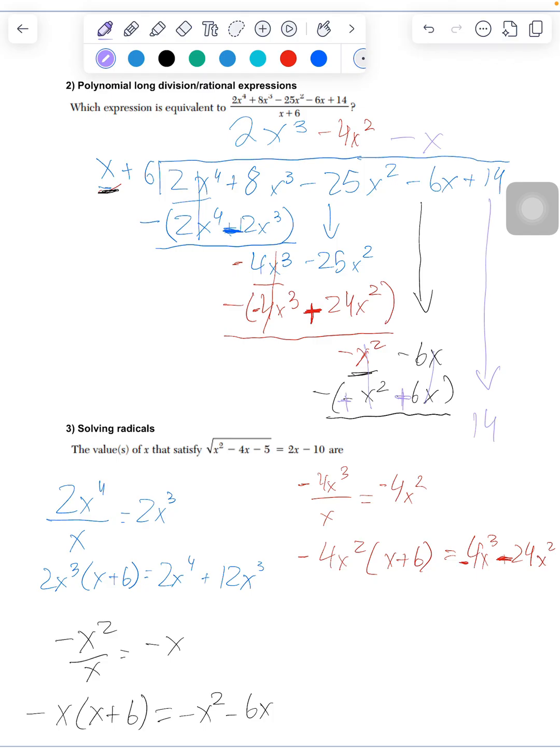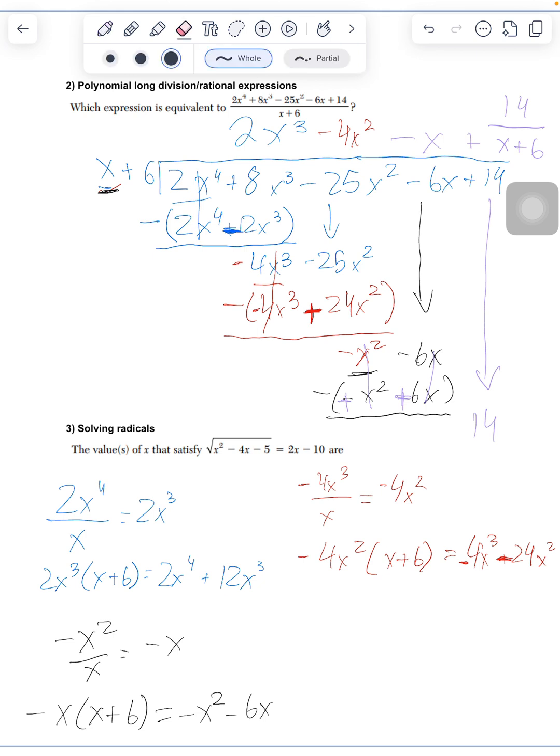14 is not properly divided by x, so that's just my remainder here. So I have 2x cubed minus 4x squared minus x plus, there's a positive 14, plus 14 over x plus 6. And that is my final answer: 2x cubed minus 4x squared minus x plus 14 over x plus 6.